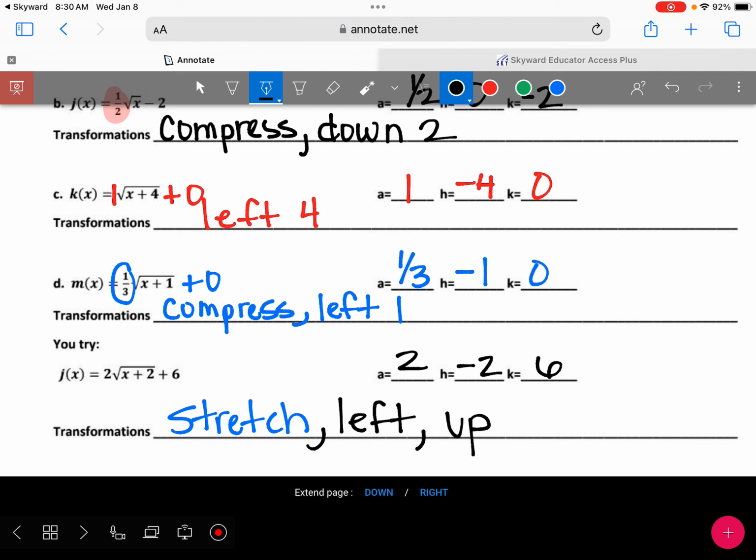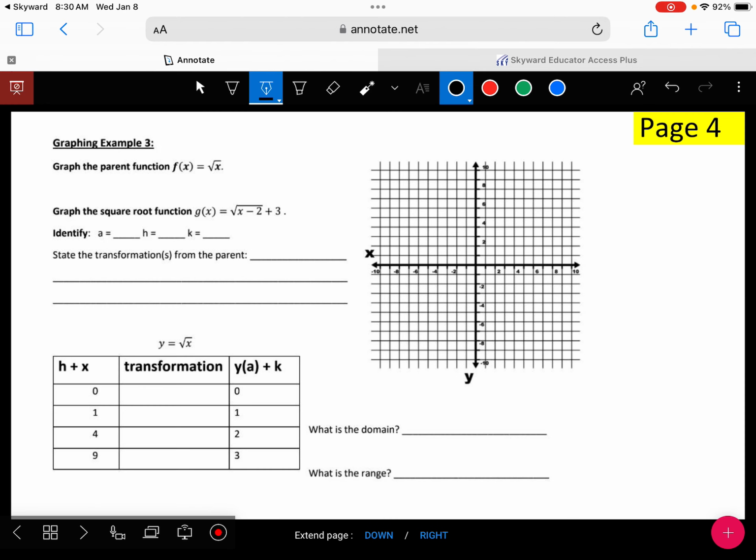All right, so we're going to do one graph together, and then I'll pass out your homework, and you can start working on that. So I'm skipping over example 2. Let's just go straight to example 3. You can cross out example 2 because we already did that at the beginning, so we don't need to do it twice.